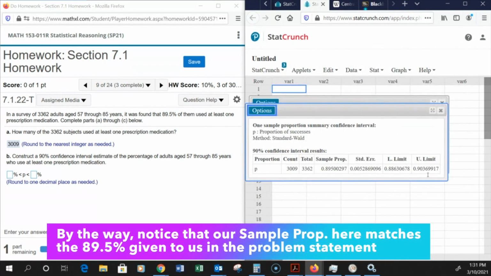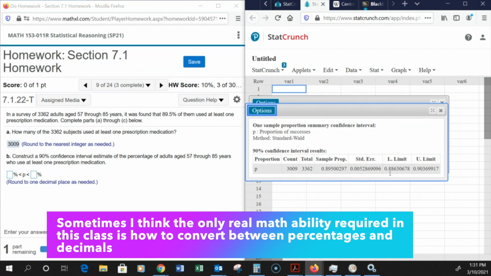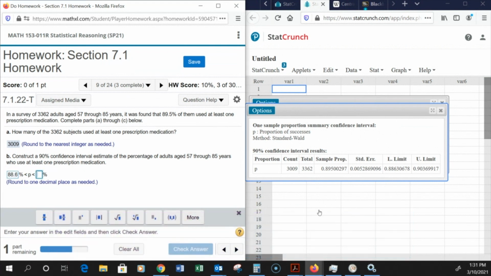0.886 to 0.904 after you round it. And look what they do, just to keep things interesting and lively. They say, actually, we want percents. Okay, so multiply this by 100, 88.6%. You just have to move the decimal over 2 places. And the upper limit similarly is 90.4% after I round.